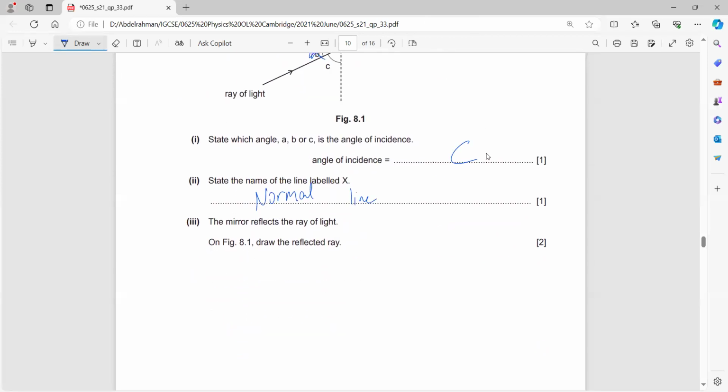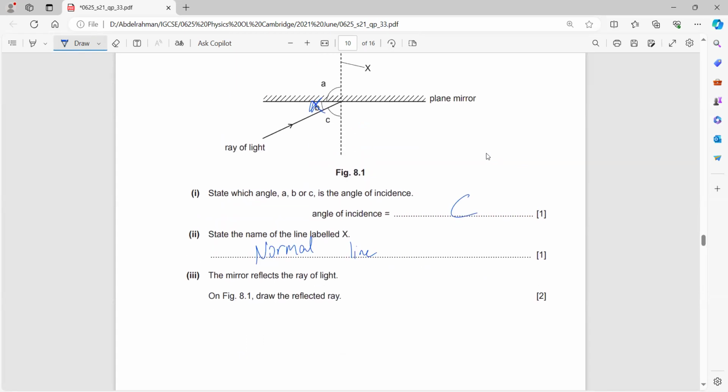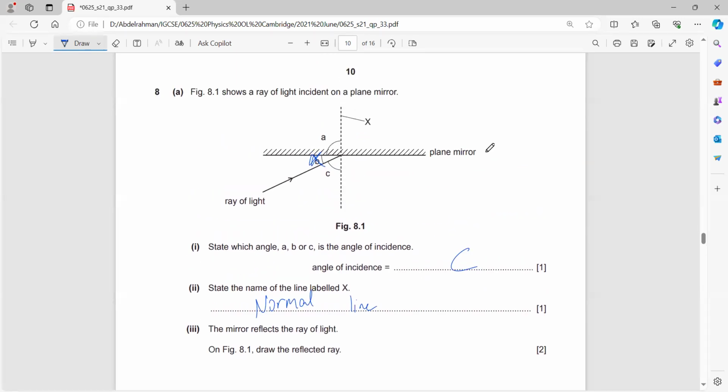The mirror reflects the ray of light. Draw the reflected ray. So how will I draw this reflected ray? Using the protractor, we need to measure this angle C.